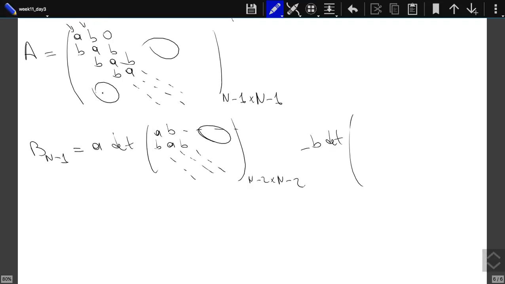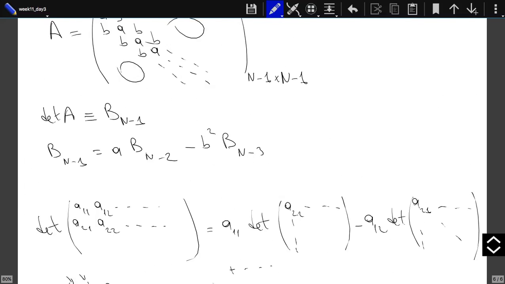So if we remove the second row and the second column, and the first row, we have B, B. This is 0. This is A here, 0 here, 0 here. No, this is B. This is B. Okay.